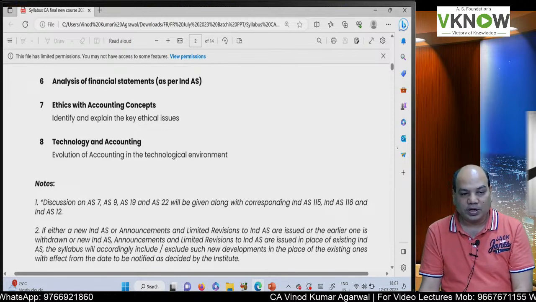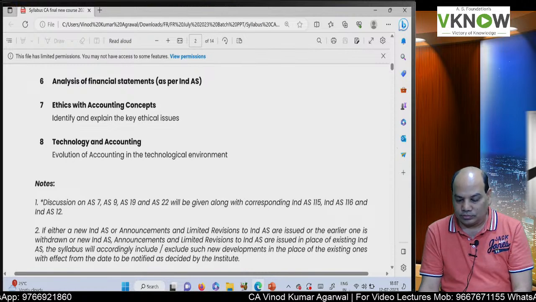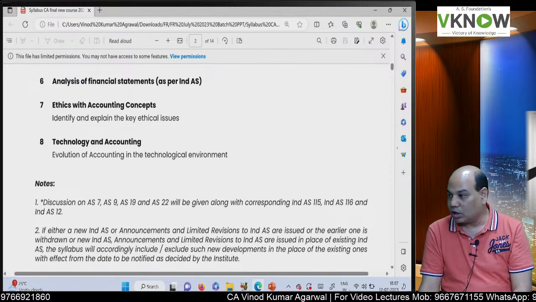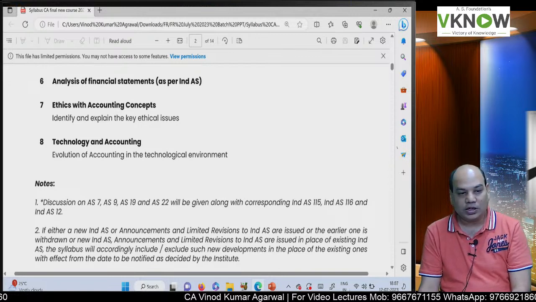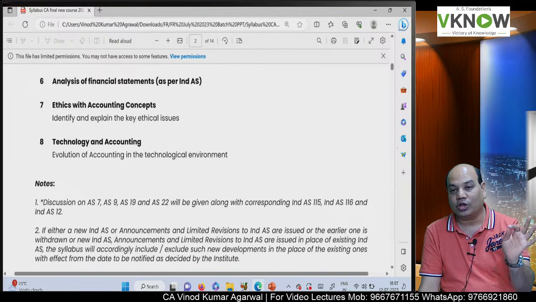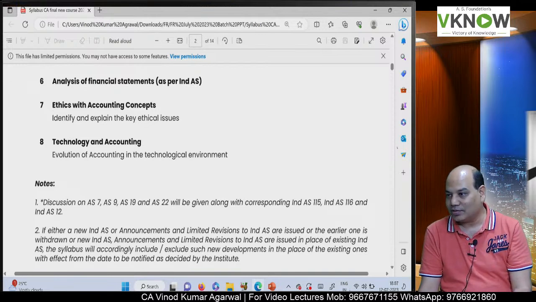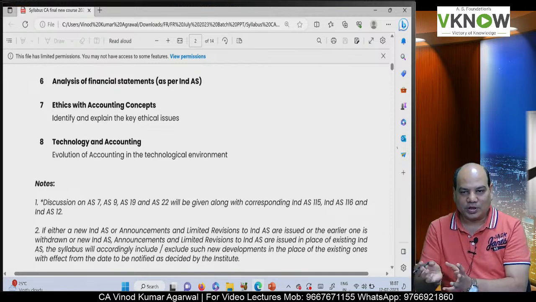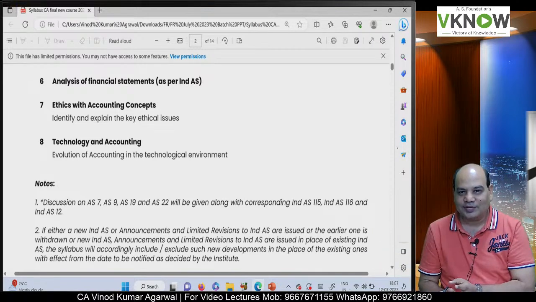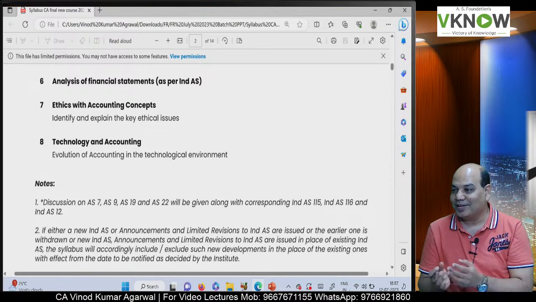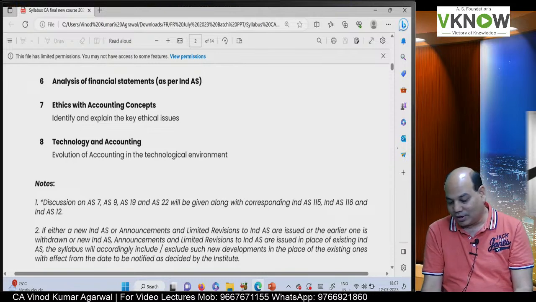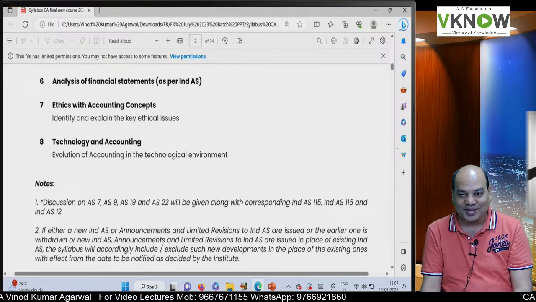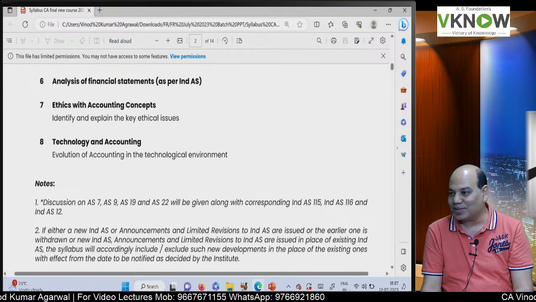2 new topics have been added in the new course, that is ethics with accounting concept, where you have to identify and explain the key ethical issues. Basically there is a chapter in auditing, professional ethics. That same chapter with some changes has been incorporated in accounts. So I think I will become an audit teacher after that chapter. Maybe I will start one more subject in future.